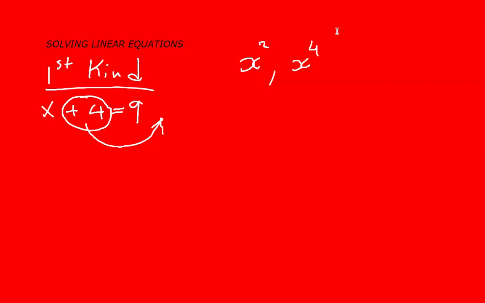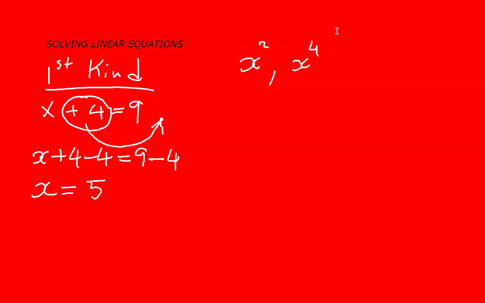Now, this is what you're going to get. x plus 4, we minus 4 on that side, is equals to 9, we still minus 4. By minusing 4 on the left-hand side, I remain with x alone. So x becomes 9 minus 4, which is, we got it right, 5.